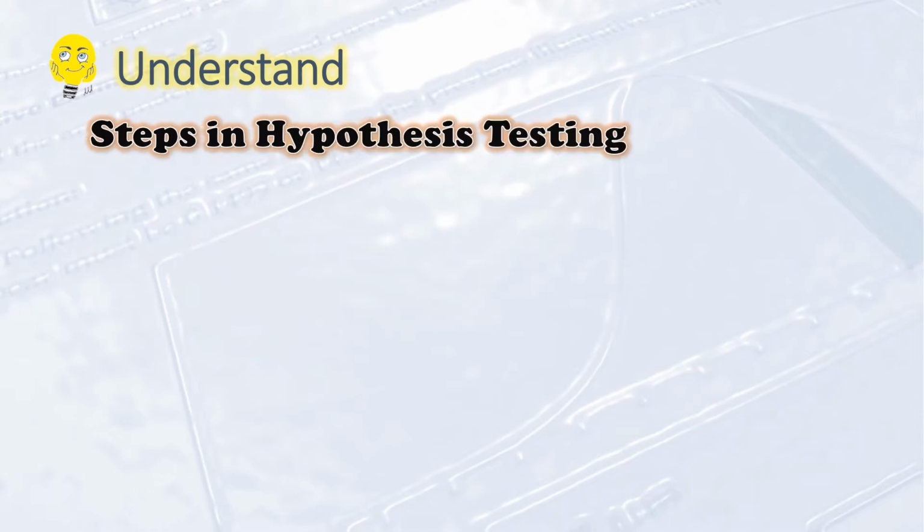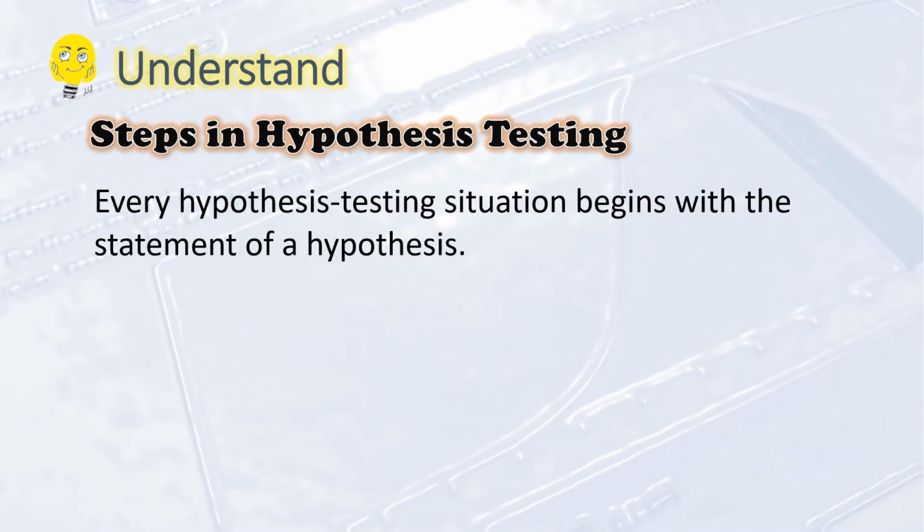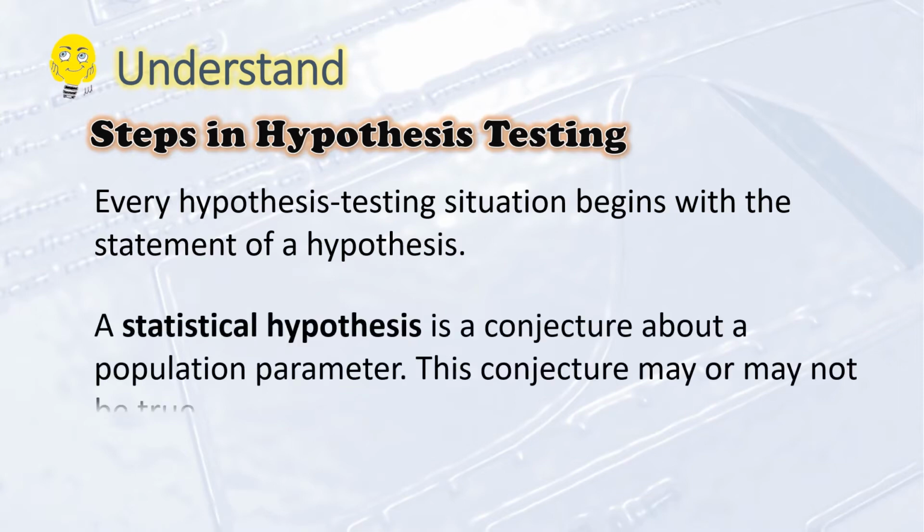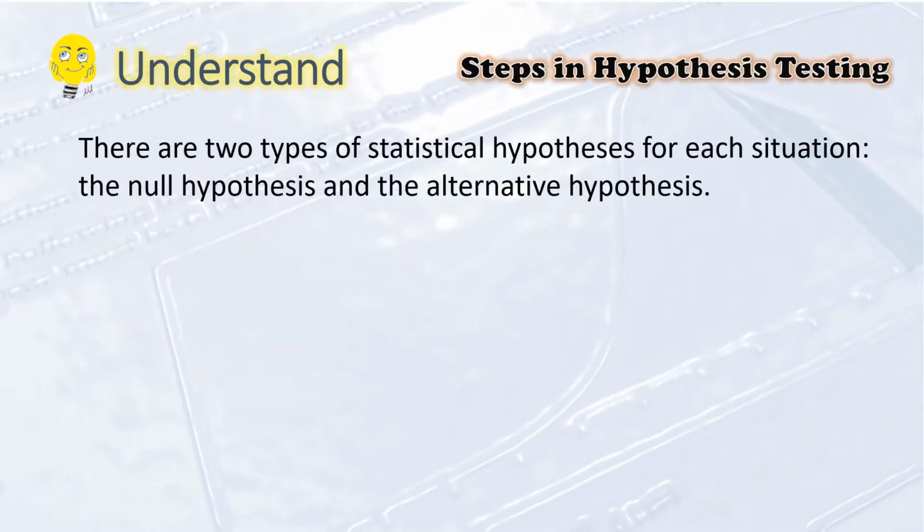Here are the steps in hypothesis testing. Every hypothesis testing situation begins with the statement of a hypothesis. A statistical hypothesis is a conjecture about a population parameter. This conjecture may or may not be true. There are two types of statistical hypotheses for each situation: the null hypothesis and the alternative hypothesis.